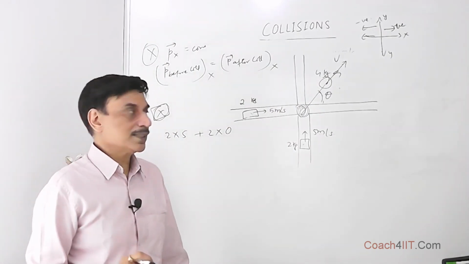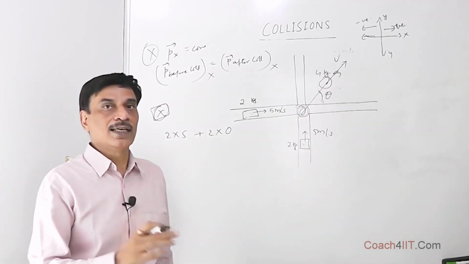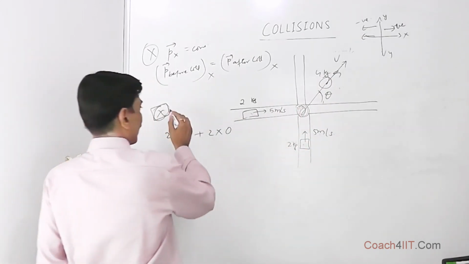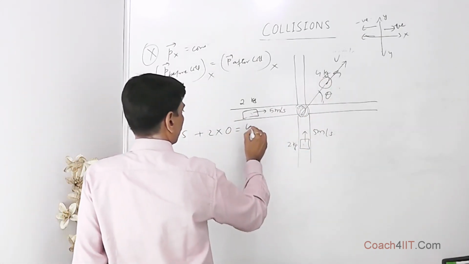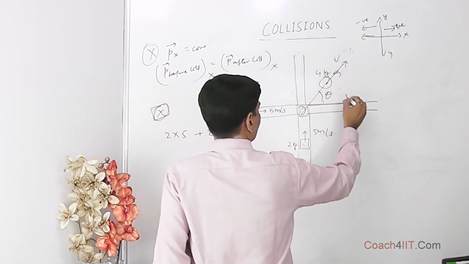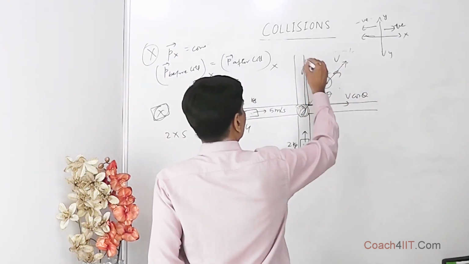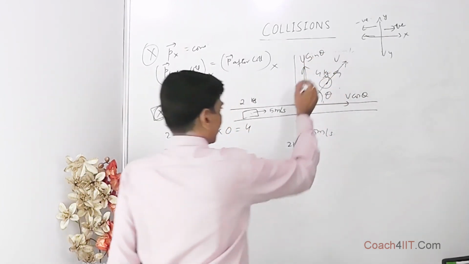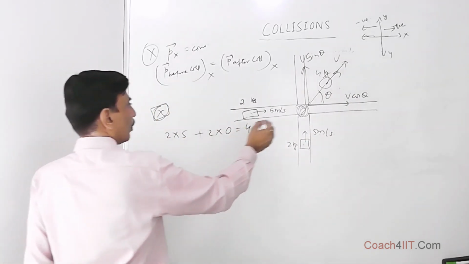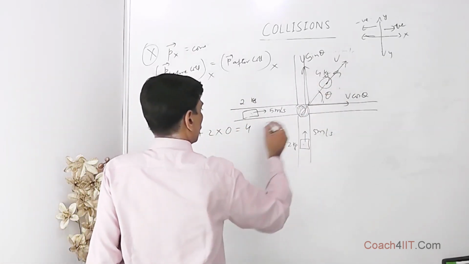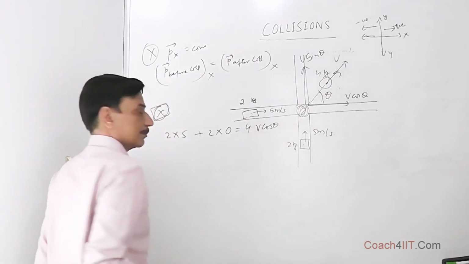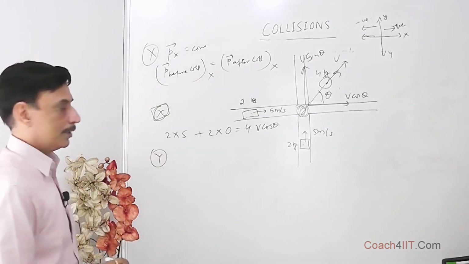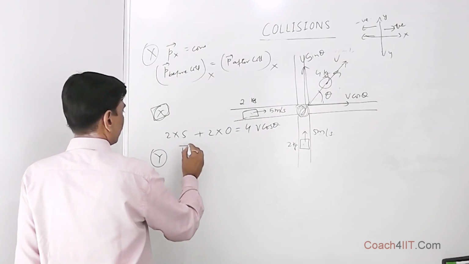Through common sense, we understand this angle should come out to be 45 degree. Let's see that. Mass into velocity plus mass into velocity along the x-axis is equal to the mass 4 into the velocity component. If this velocity is v, this component is going to be v cos theta and this component is going to be v sin theta. We know very well how to break a vector into its rectangular components. So along the x-axis, momentum is going to be 4 into v cos theta. And along the y-axis also the momentum is conserved.